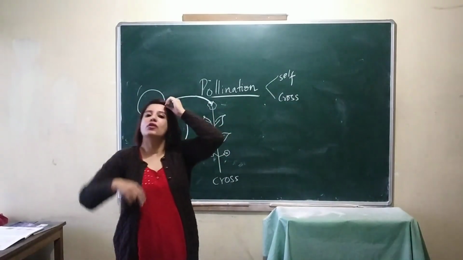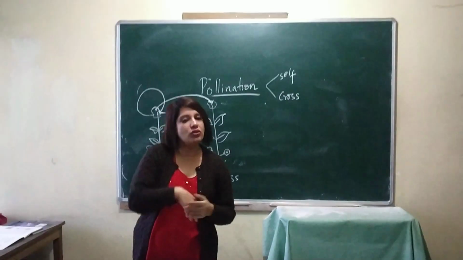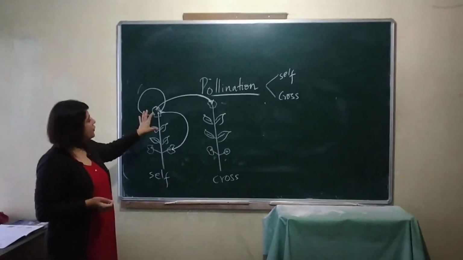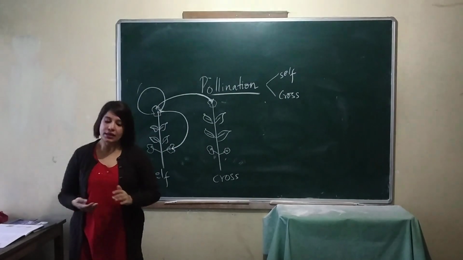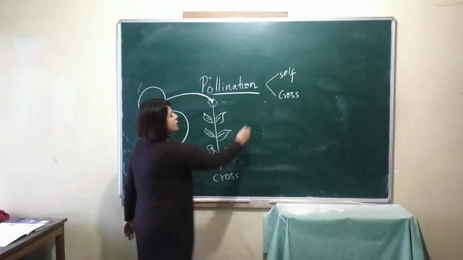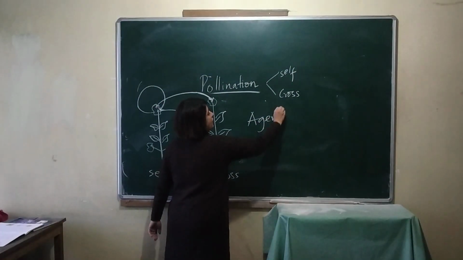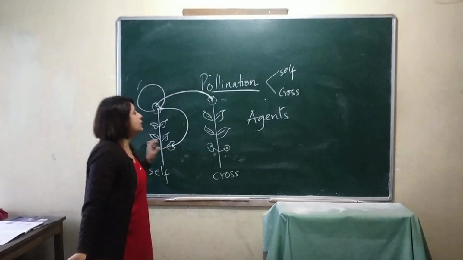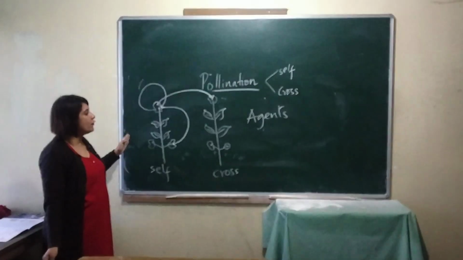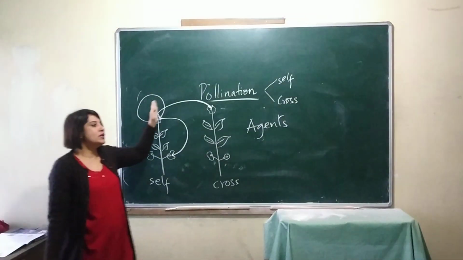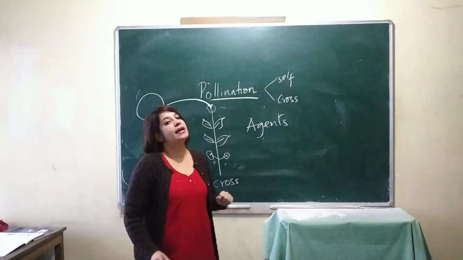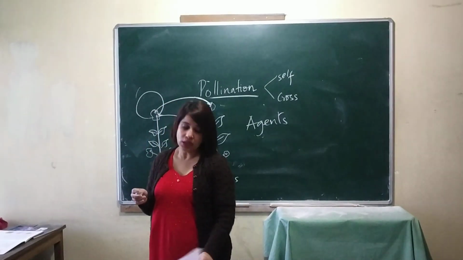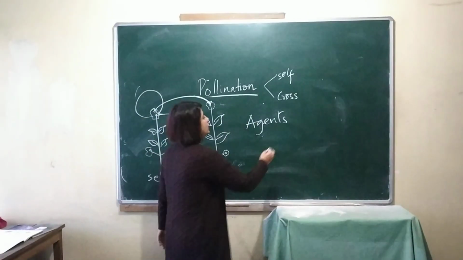Now, how does cross-pollination take place? Pollen grains cannot walk. They don't have legs to walk. That means something helps in transferring pollen grains from one flower to another flower. They are called agents of pollination. So, substances or things which help in transferring pollen grains from one flower to another flower are called agents of pollination.